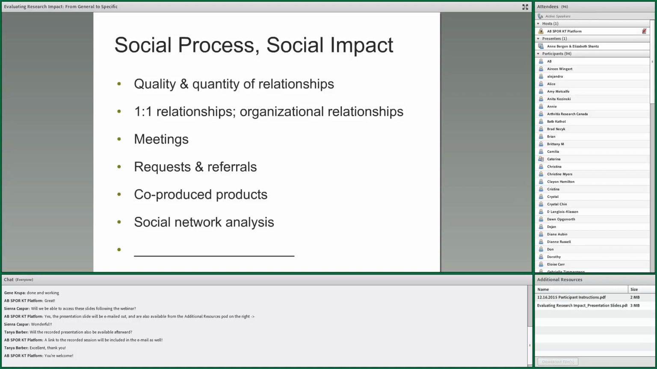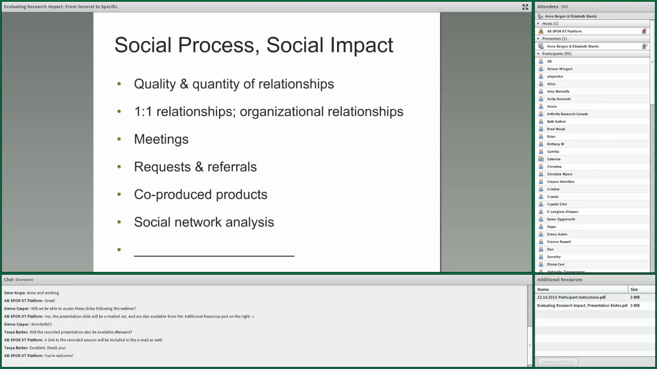So big impacts of research can be the quality and quantity of relationships, who's getting together and sharing information and knowledge. This could be one-on-one personal relationships. So for example, a PhD advisor and a student. The student may go off and form a new lab at a different university, and suddenly you have a research network. Or it could be organizational relationships, who's working with whom.